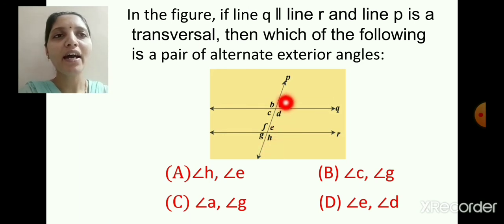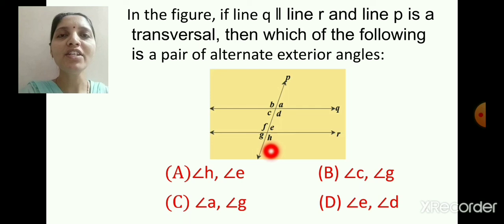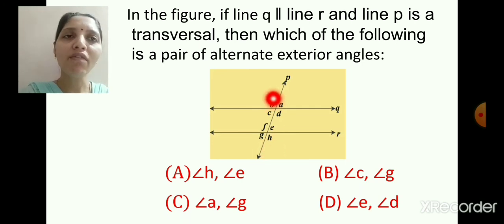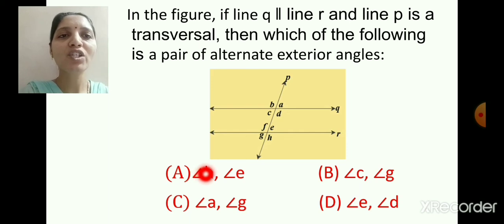Angle A and angle G are the alternate exterior angles, and angle B and angle H are the other pair of alternate exterior angles. So let's see the options here. Angle H and angle E are not exterior angles. These are linear pair angles.